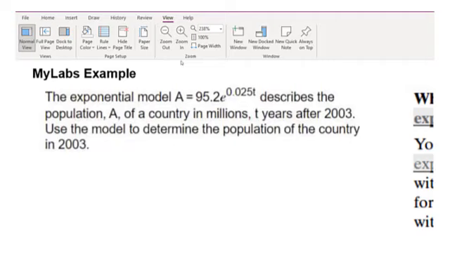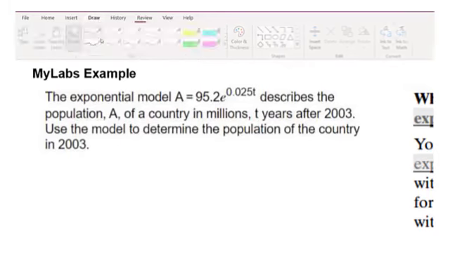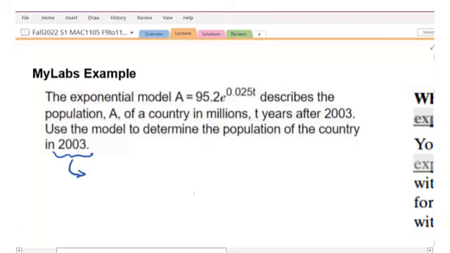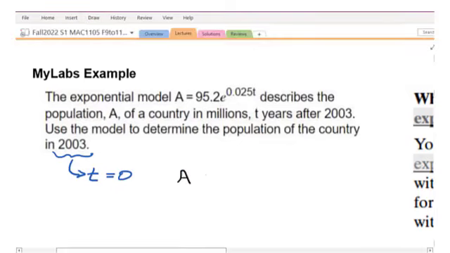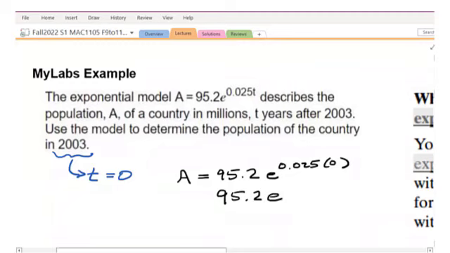Okay, so if T represents the number of years beyond 2003, then what is the value of T in this case? T is the number of years past 2003, but we haven't passed 2003. So how many years have passed? 0. That's right. So this is saying T is equal to 0. So look what happens when you plug 0 into this equation. We get A equals 95.2 e to the 0.025 times 0. Of course, that's 95.2 times e to the 0.